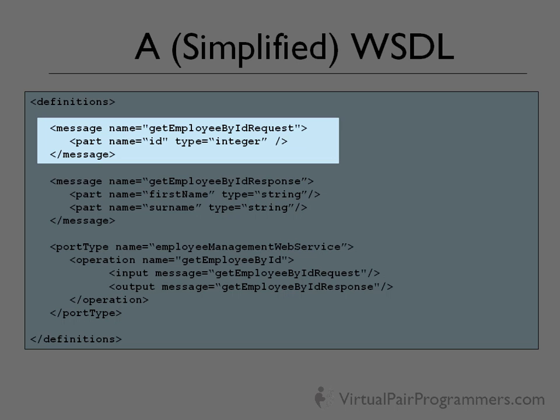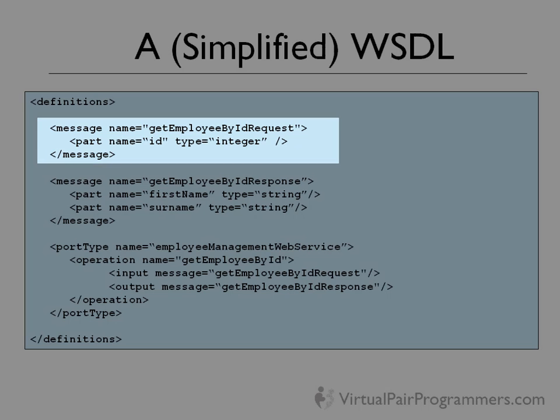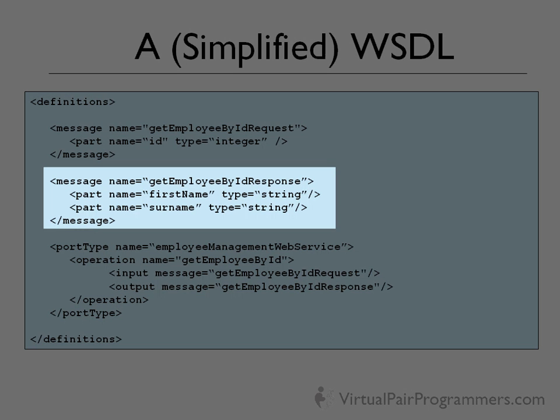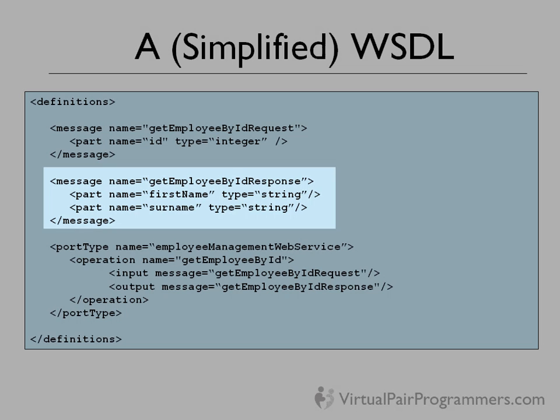So the types you see here are in fact XML types, types defined by the XML standard, not types defined by Java. A second message is the getEmployee by ID response. So this appears to be the XML document that's going to be returned by the web service. That appears to include a first name of type string and a surname of type string. And I've omitted the rest of the contents of that message.